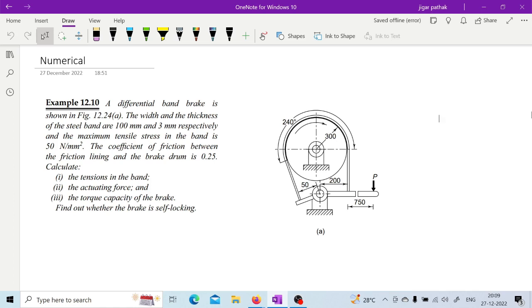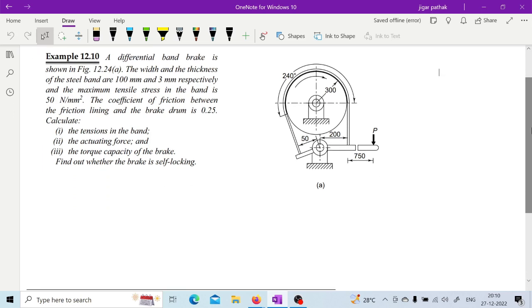Sir, is the maximum tensile stress allowable, or is this present in the present situation? The maximum tensile stress in the band is mentioned as present. So maximum tensile stress in the band is 50 newton per mm square. So it is actually the present tension, which will allow you to calculate the force, because stress is provided and you have the area with you.